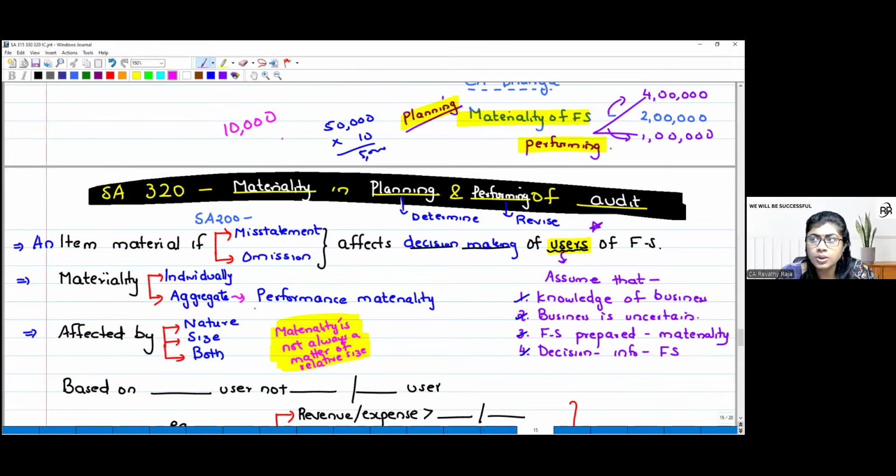PGBP, 48.3 disallowance. Do you know that? Here, is it a relative size? No, even here 10,000 became material, right? So materiality, it is not just size. It also depends upon the nature also. Are we clear? Always materiality is not quantitative. It depends upon the nature also.